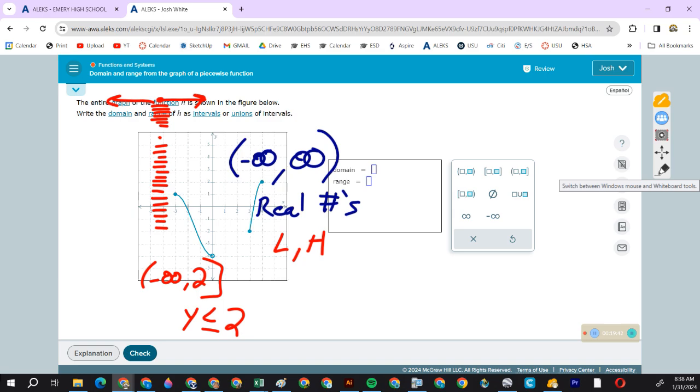All right, this one does not belong. Okay, get to work.